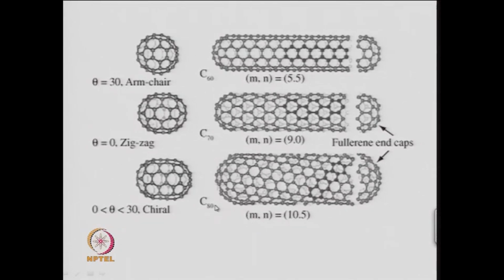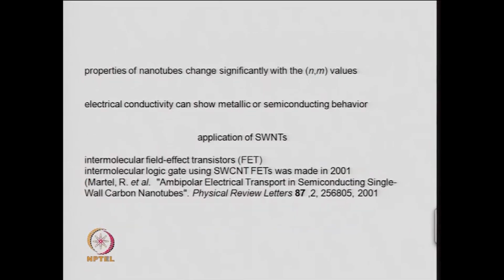If it is any other kind, for example, this is a chiral nanotube, it is not zigzag, it is not armchair, and the angle theta is neither 0 nor 30, it is in between 0 and 30, then that chiral nanotube will have an end which is neither C60 nor C70, but is half of a C80 molecule. So, half of a C80 molecule will cap it. That means, for different types of nanotubes you need different types of caps.